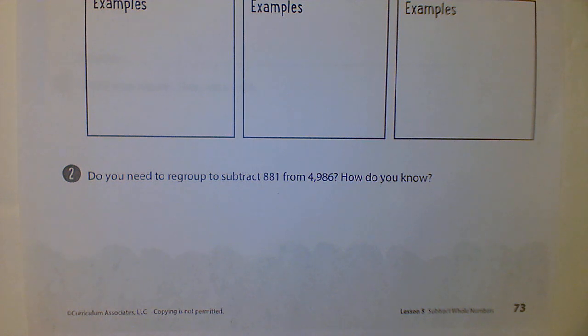So here it says, question number 2, you didn't have to do question 1. Question 2, it says, do you need to regroup to subtract 881 from 4,986? And then it says, how do you know? So let's go ahead and set this up and take a look, because the best way to do this is for us to do it ourselves and then see what we find out.